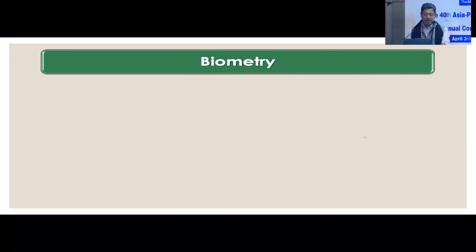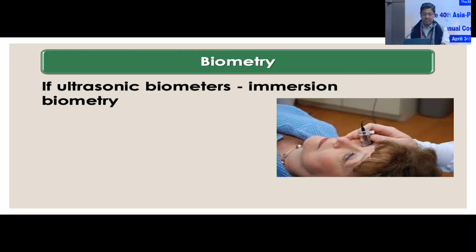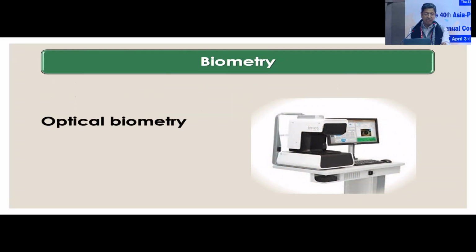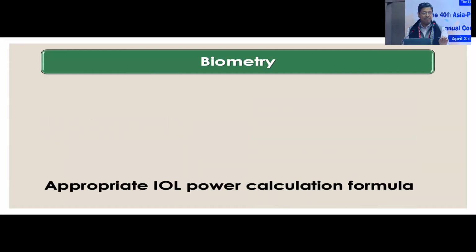We know if at all we are doing ultrasonic biometry, then immersion is a must. But ideal is of course optical biometry because it gives a lot of information whose accuracy is very important to choose and put in the right IOL power calculation formula.